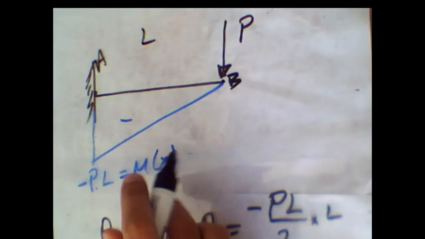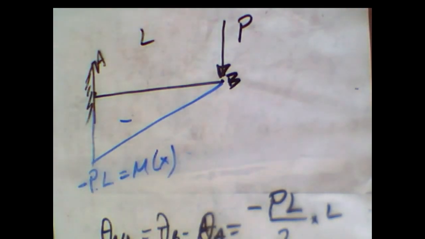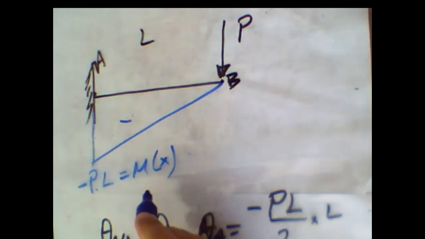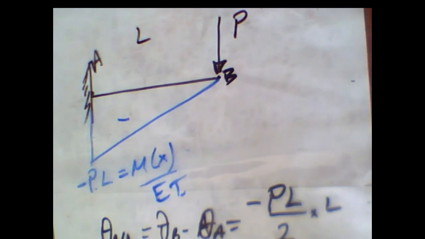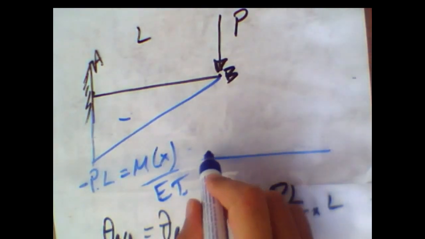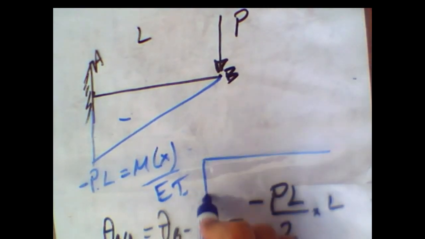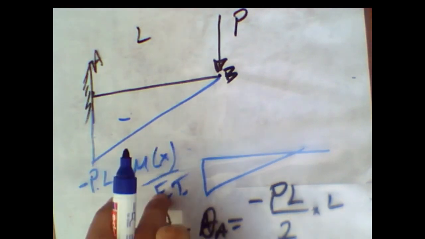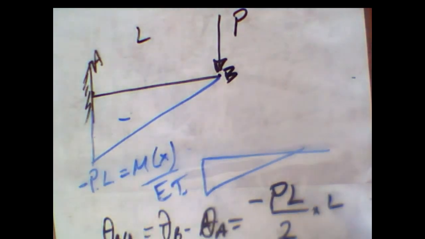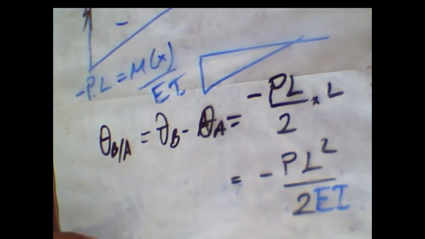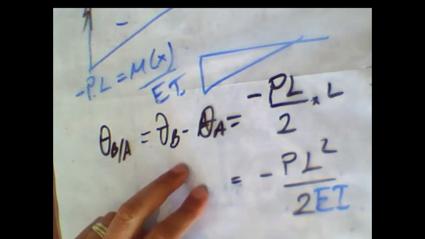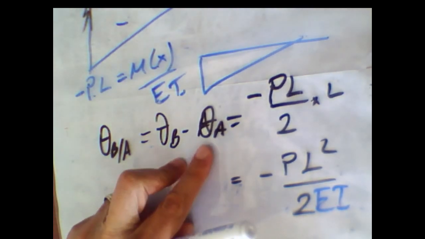I forgot that I have to divide it by EI in order to use the moment area method. You know, our diagram should be the M over EI diagram. Therefore, don't forget to divide it by EI. Therefore, minus PL squared over 2EI. Sorry, this is not the result yet. This is the difference between theta B minus theta A.